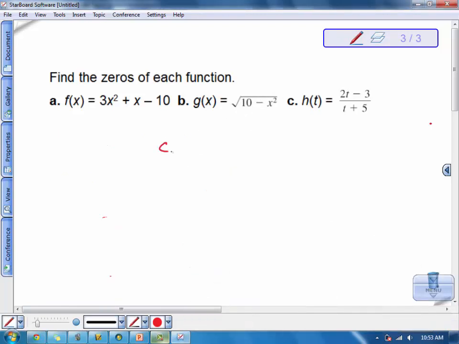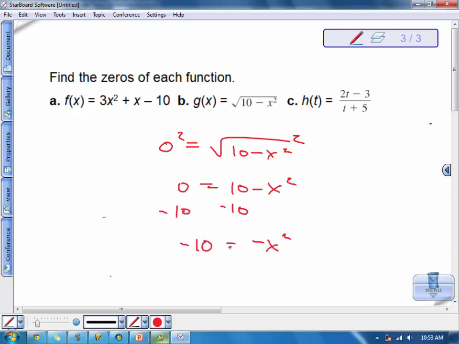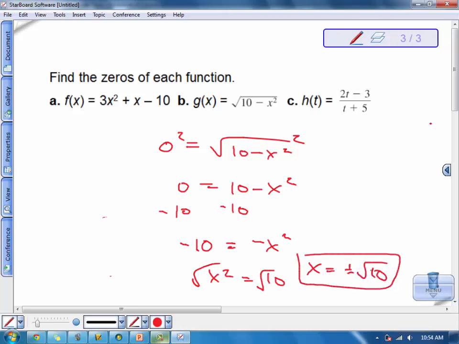Let's try this one now. Part B. I want to find out when this function is equal to 0. All right, so what I'm looking at is when is this equal to 0. So you could square both sides, but what you're looking at is when is this equal to 0, because the square root of 0 is 0. Okay, so when is this equal to 0? Well, let's subtract 10. All right, and that gives you x squared equals 10. Square both sides, and you get x equals plus or minus the square root of 10. Okay, so this thing is 0 whenever x is positive square root of 10 and negative square root of 10.